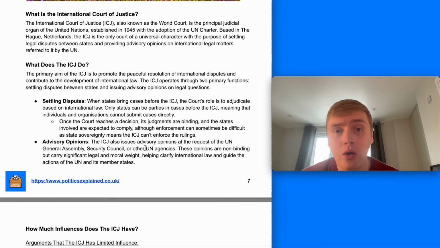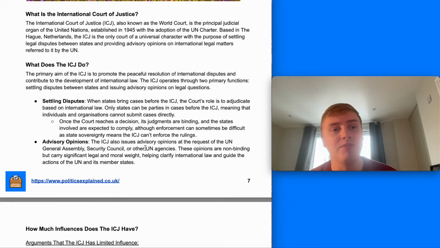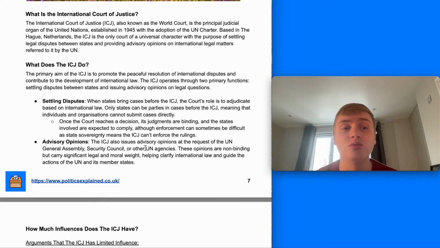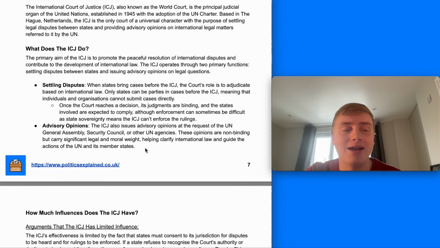So it's also known as the World Court, and it's the principal judicial organ of the UN that was established in 1945. It's based in The Hague, in the Netherlands, and it's the only court of a universal character with the purpose of settling legal disputes between states. So crucially, it's a court for disputes between states, whilst it also provides advisory opinions on international legal matters.